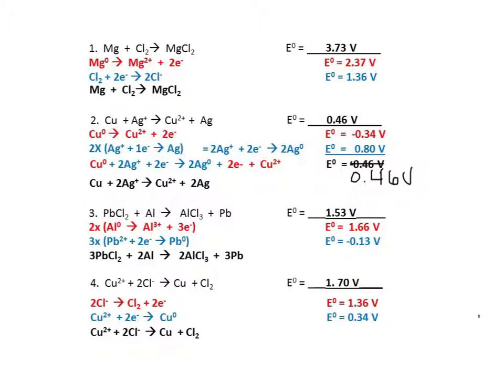So my net overall is 0.46 volts. I had a negative in there, my mistake, so I corrected that. So overall, the total EMF of that cell, or the voltage for that cell, is going to be 0.46 volts.